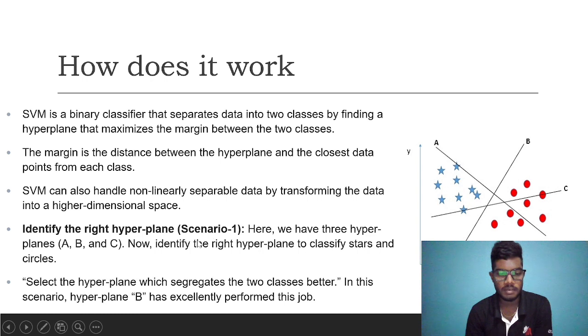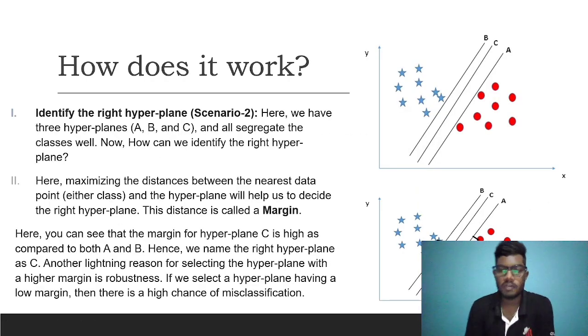Identify the right hyperplane. Scenario 1. There are three hyperplanes A, B, and C. Now identify the right hyperplane to classify stars and circles. Select the hyperplane which separates the two classes better. In this scenario, hyperplane B has excellently performed this job. From this diagram, we should select a hyperplane which separates the stars and circles correctly. Taking hyperplane A, it won't separate equally, and C won't separate equally. So, hyperplane B is the hyperplane which separates stars and circles correctly.